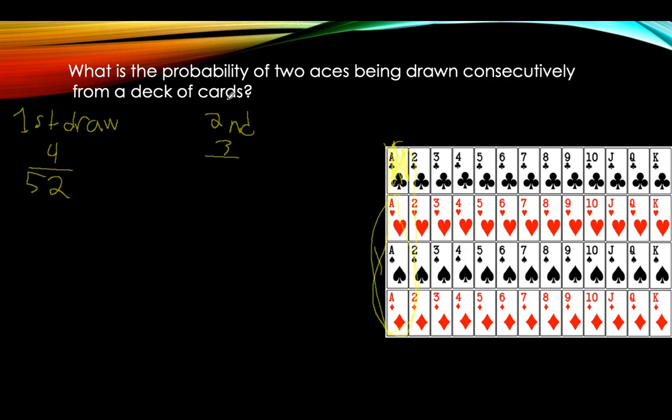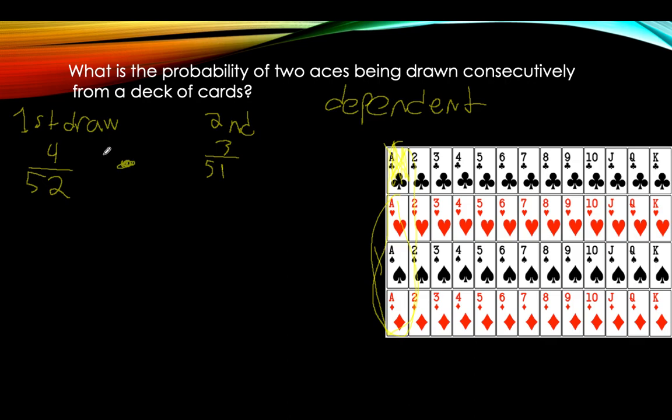But also, we took 1 card out of the deck. So how many total is left? Well, now there's going to be 51, right? So these are going to be dependent because our first draw will definitely affect our second draw. So if we put our ace back in the deck, this would be different because we'd still have 52 cards and 4 aces, but we didn't replace it. So they're dependent, they affect each other.